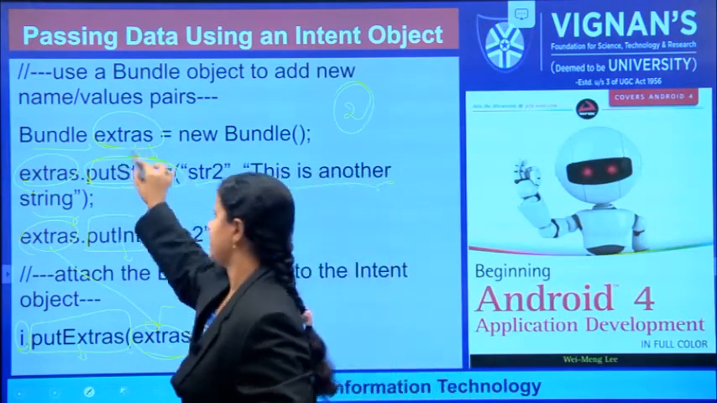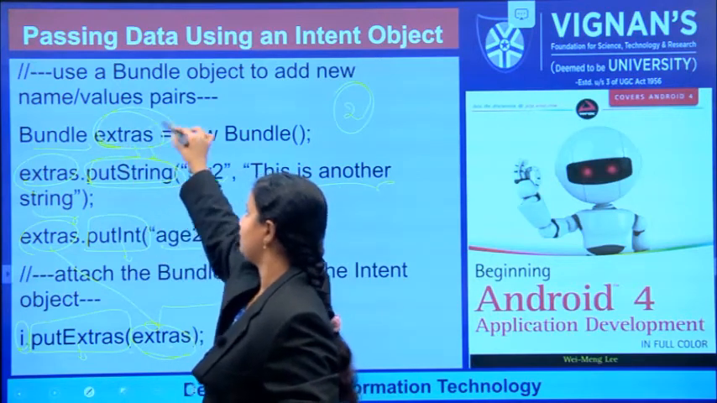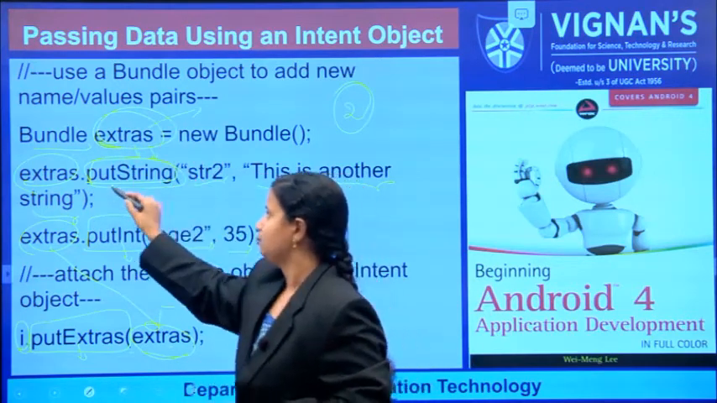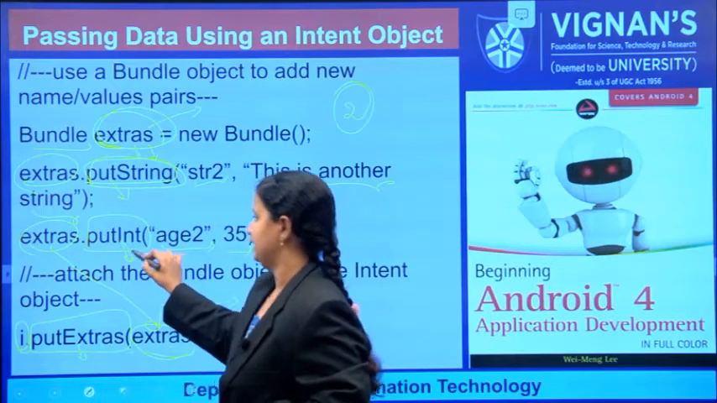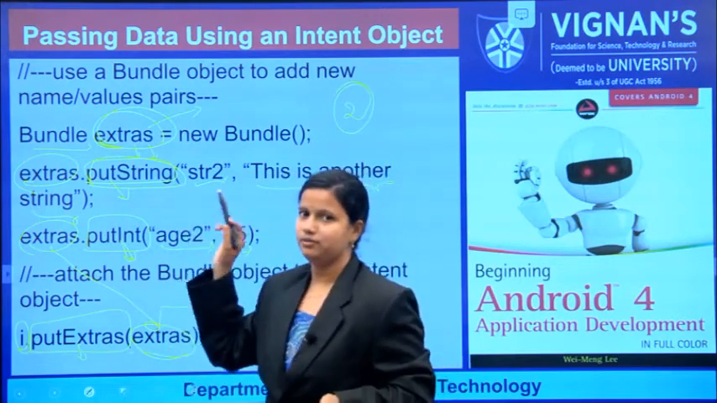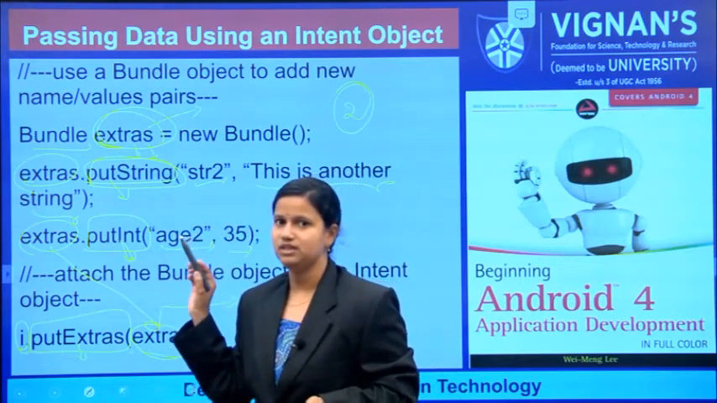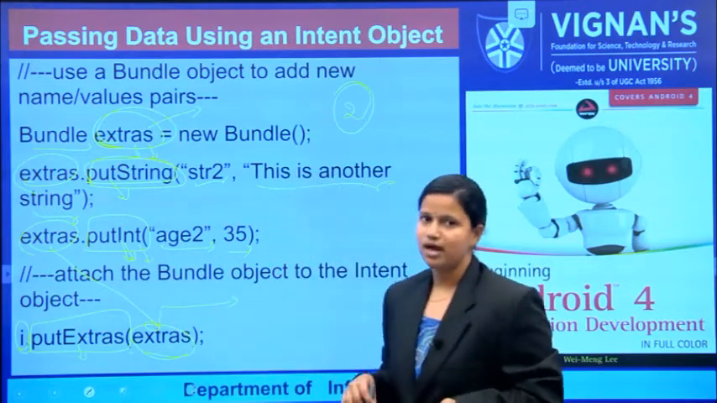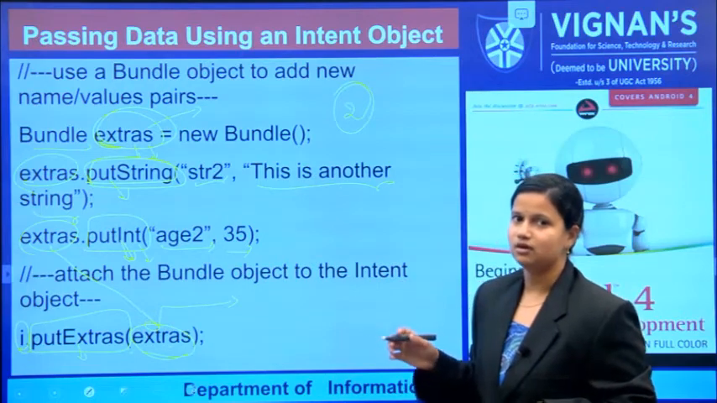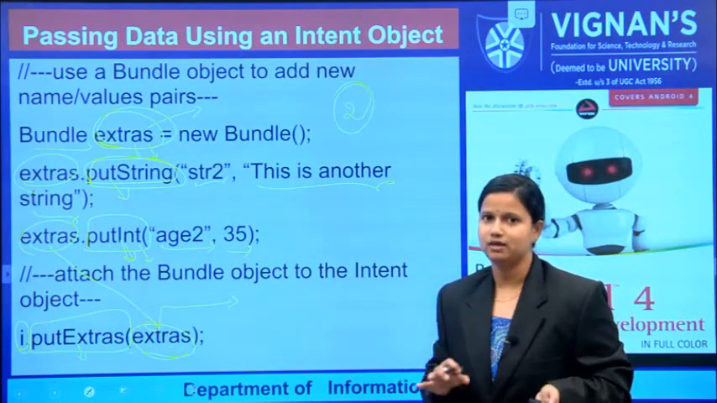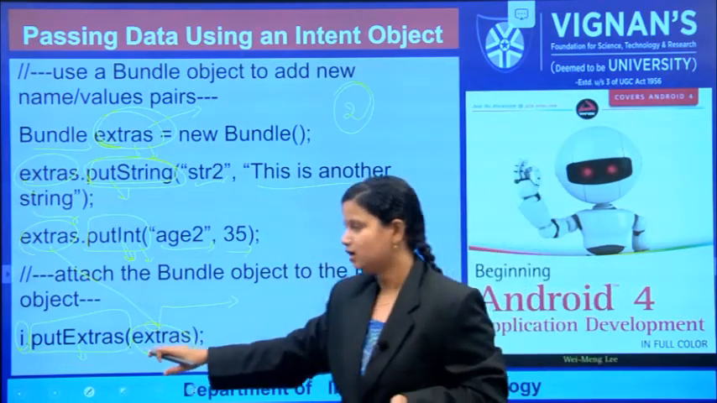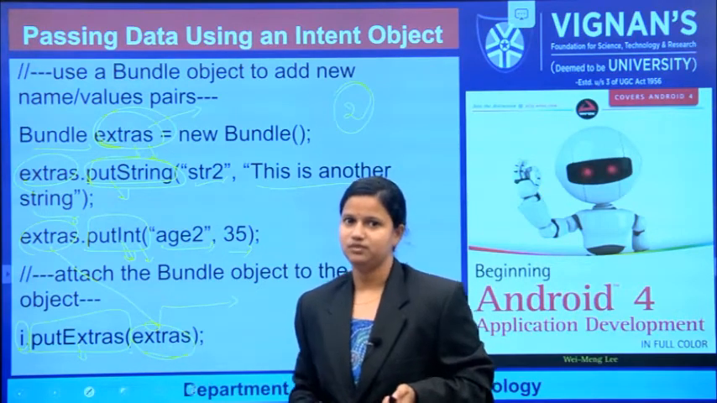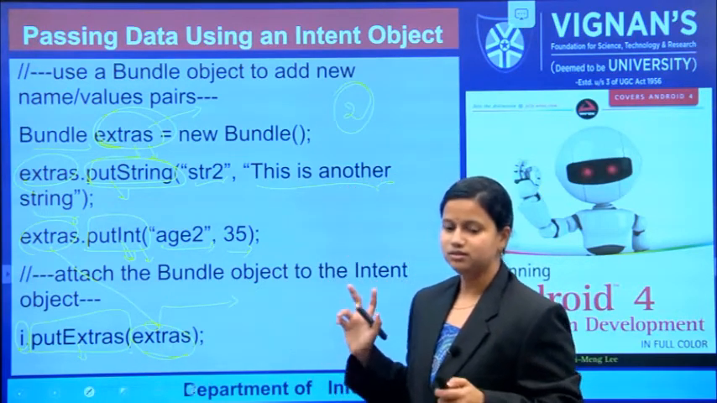First of all we have to create a bundle object. For that bundle object we set the data by using putString and putInt. putString means we set the information in the form of a string, and putInt is for integer information. After setting all the information to the bundle object, that bundle object is passed to the putExtras method. This is one way, this is the second way.